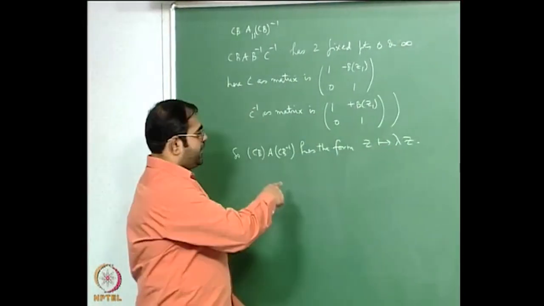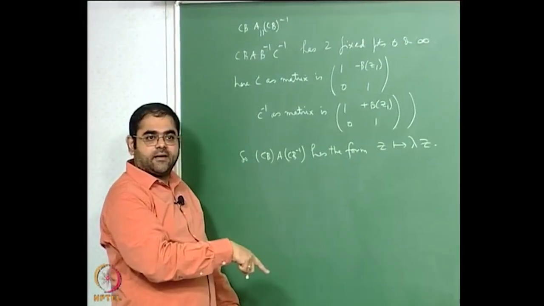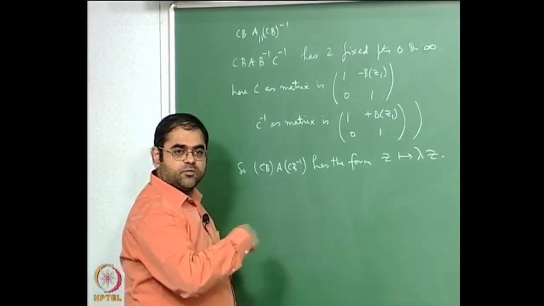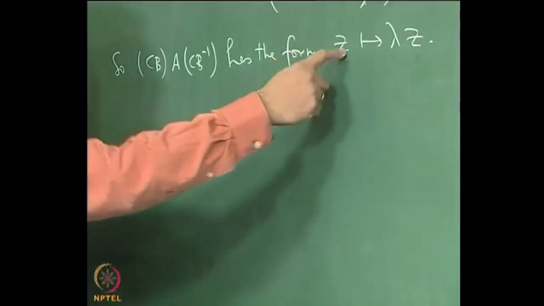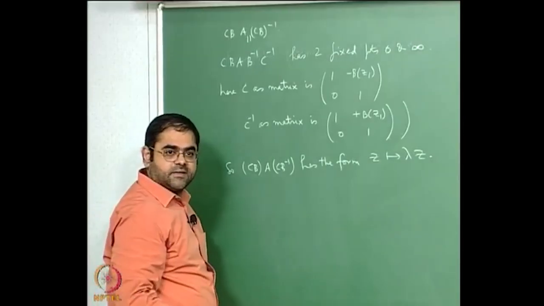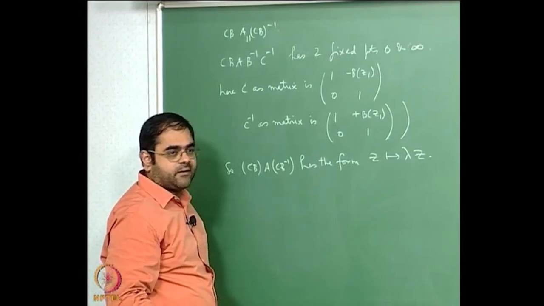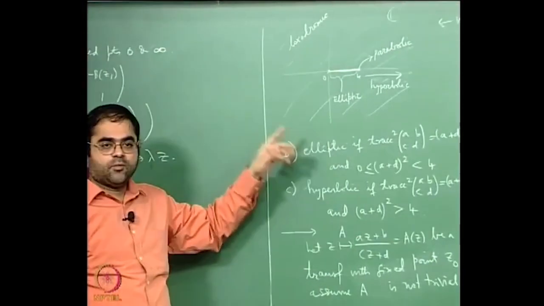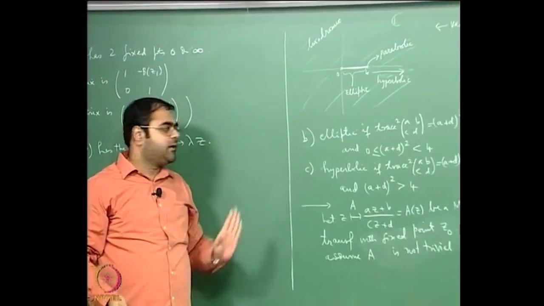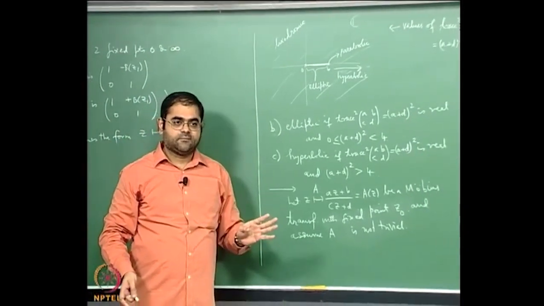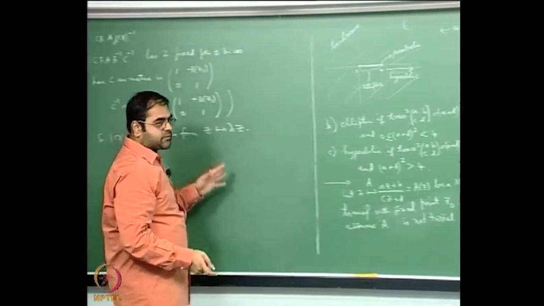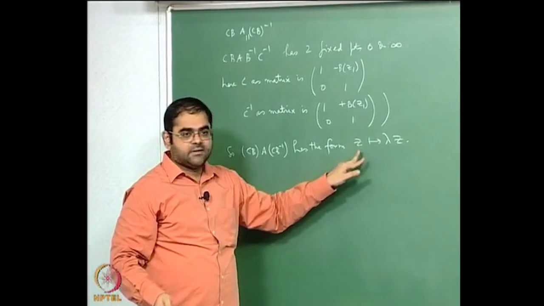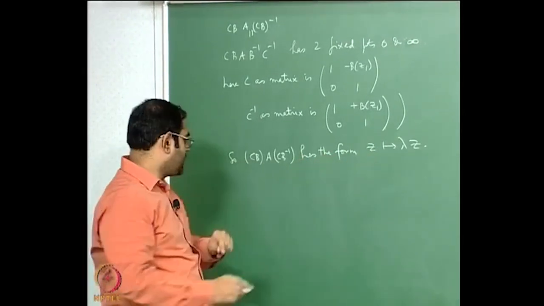Okay, so the moral of the story is, you take a Moebius transformation that is not parabolic, then you can always do a conjugation and bring it to this form. Now the question is, you can guess what I am trying to get at. I am trying to see what properties of lambda will make it loxodromic or elliptic or hyperbolic. That is the point. And it turns out that there are very simple conditions on lambda that can tell you whether this is one of those types. So let us look at those situations.